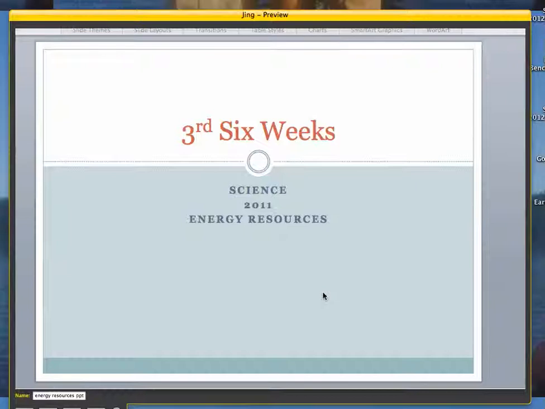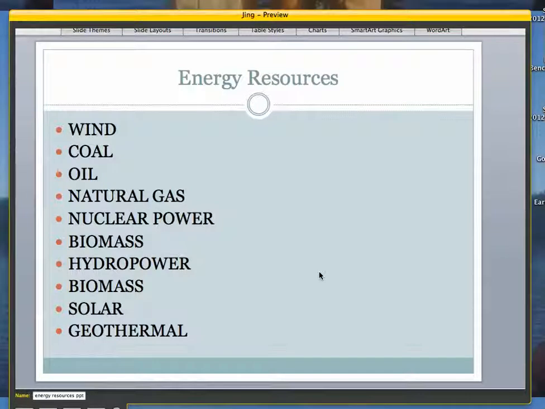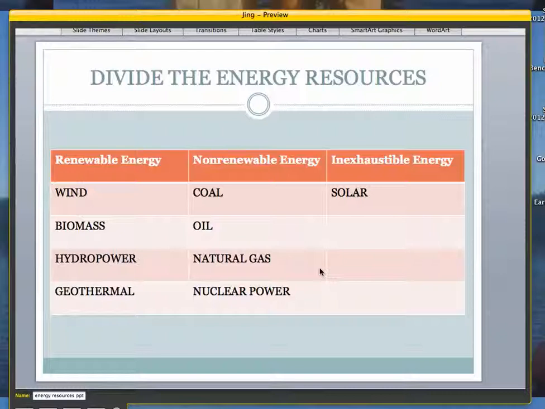So let's begin. We're going to review the 9 energy resources that we've talked about: wind, coal, oil, natural gas, nuclear power, biomass, hydropower, and biomass is on there twice, solar, and geothermal. On page 1L in your journal, we made a chart dividing the renewable energy from the non-renewable energy from the inexhaustible energy. Please turn to page 1L in your journal and let's finish this chart.